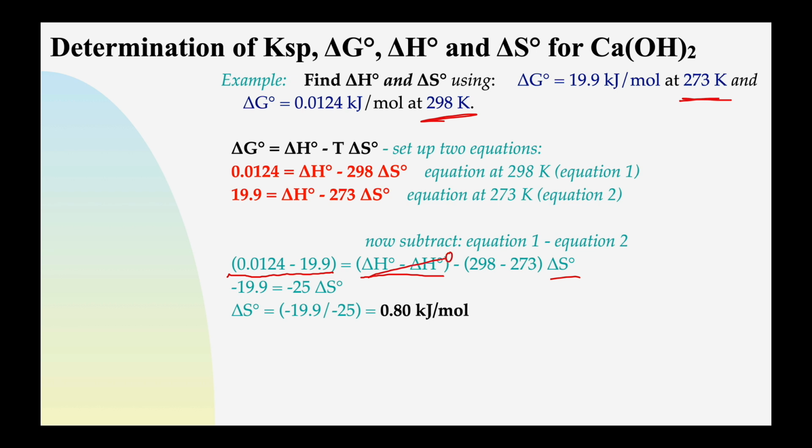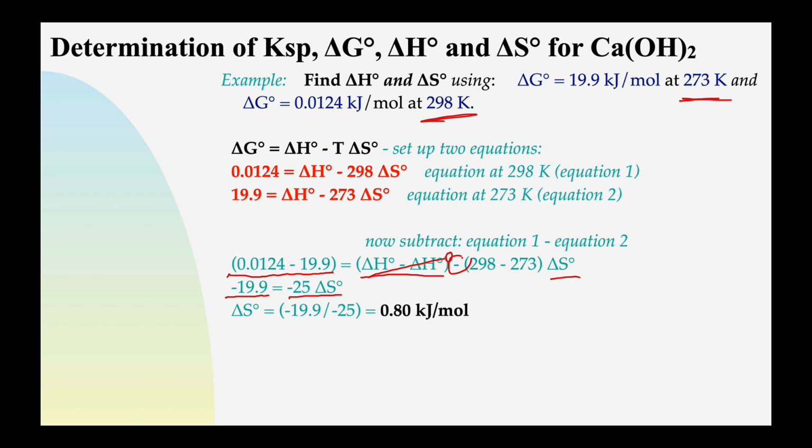0.0124 minus 19.9, by sig figs, cut it off at the 10th, is minus 19.9. And over here on the right side, 298 minus 273 is 25, but don't forget that negative. So it's like minus 25 delta S. And to figure out what delta S is, you go minus 19.9 divided by minus 25, 2 sig figs, 0.80 kilojoules per mole is the delta S. And notice how the value of delta S is kilojoules per mole because both of our delta G's were kilojoules per mole. You want to keep using the same units.